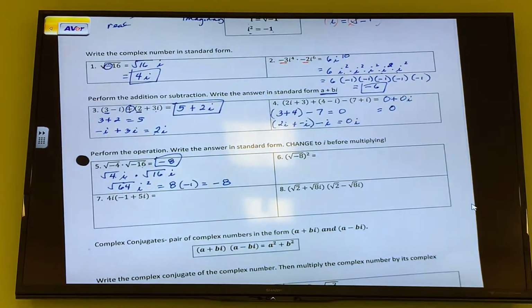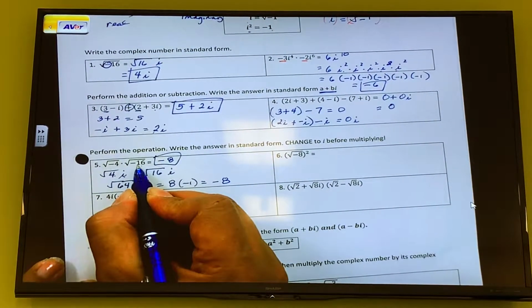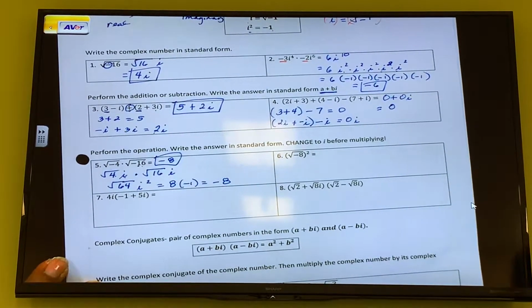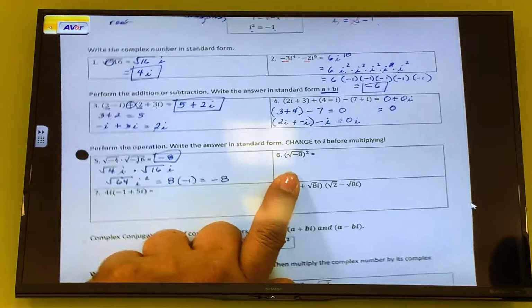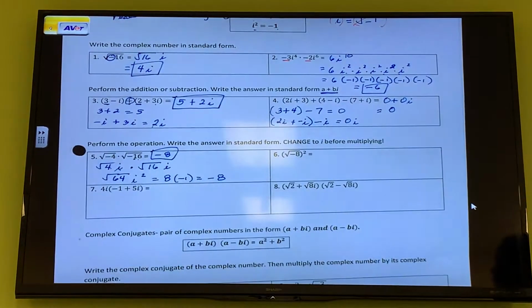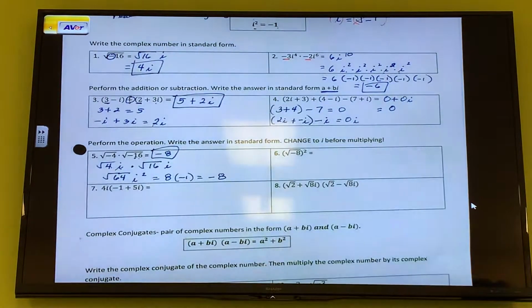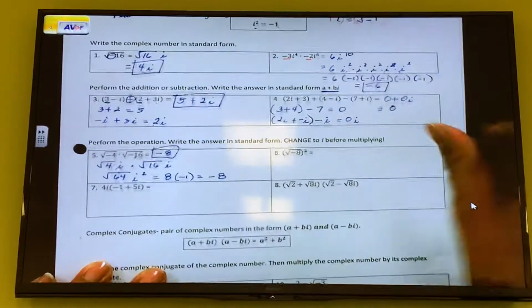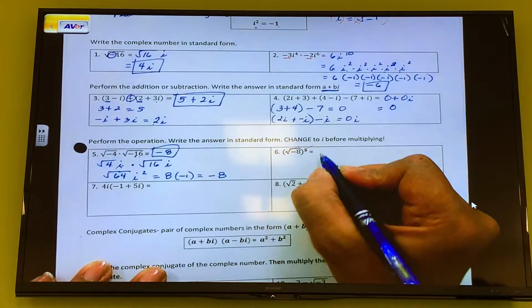Okay? So do not multiply negative 4 times negative 16, because obviously that's going to be wrong. Okay? Make it i first and then multiply. You cannot just multiply them. Alright, number 6. How are we going to do number 6? What's the shortcut? Just cancel out. Remember, if you see a square root and a square, they just cancel each other out. So we can just cancel it right away so that your answer is negative 8.